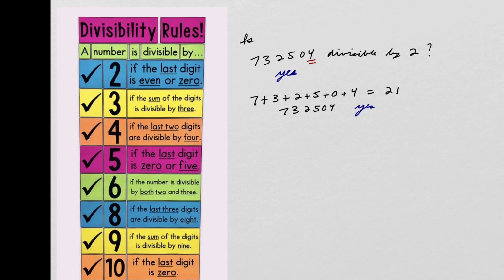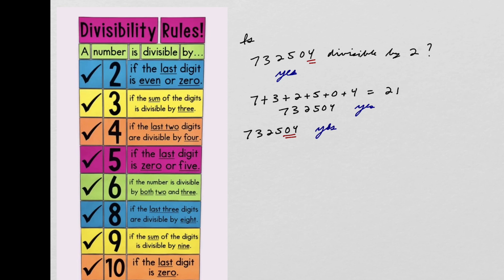Okay, how do I know if a number is divisible by 4? Well, if the last 2 digits, taken as a number, are divisible by 4, then the number is divisible by 4. In this case, the last 2 digits are 0 and 4. So that's just 4. And is 4 divisible by 4? Yes. So this number is divisible by 4.